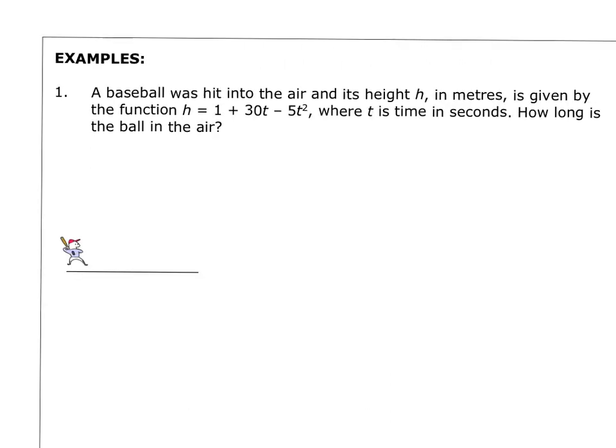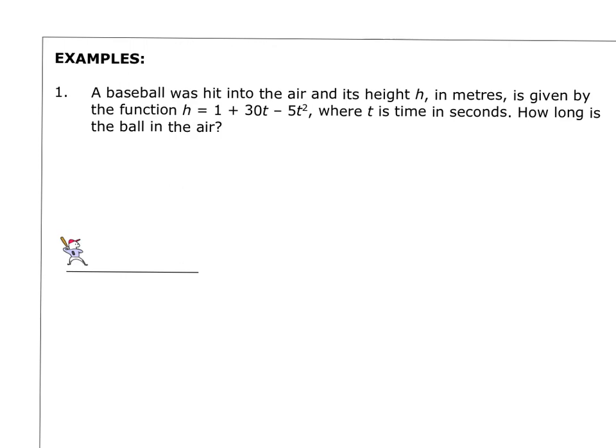So in the first question that we are going to look at, we are told that a baseball was hit into the air and its height h in meters is given by the function h equals 1 plus 30t minus 5t squared, where t is time in seconds. And we are asked, how long is the ball in the air for?